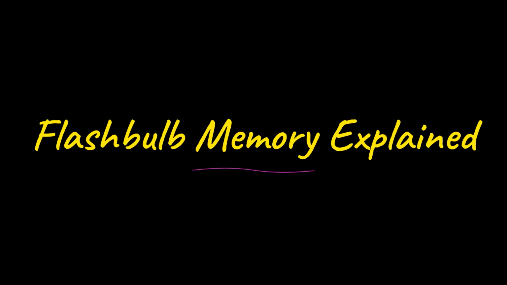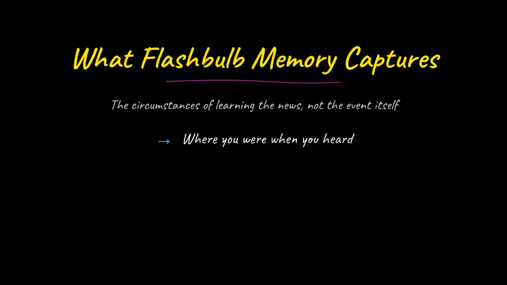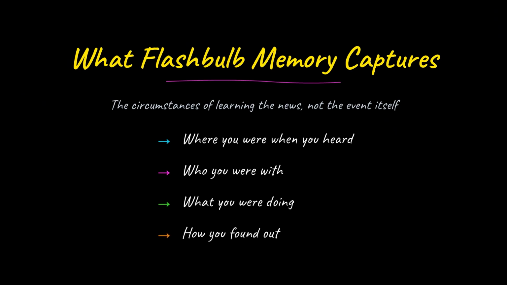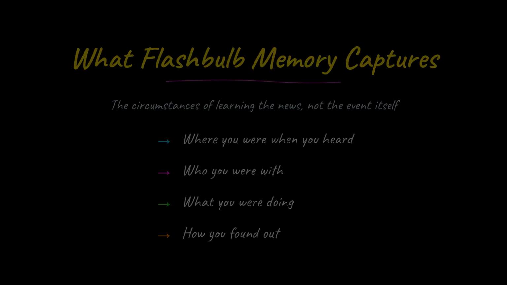Flashbulb memories are vivid, long-lasting autobiographical memories, but not for the event itself. They capture the surrounding circumstances of learning about a significant, emotionally charged event, where you were, who you were with, and how you heard the news. Brown and Kulik coined the term in 1977, studying how people remembered learning of JFK's assassination. The memory locks onto the reception context, the surrounding details, rather than the historical event directly.